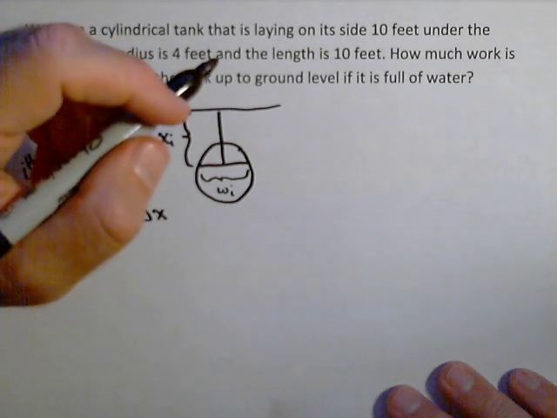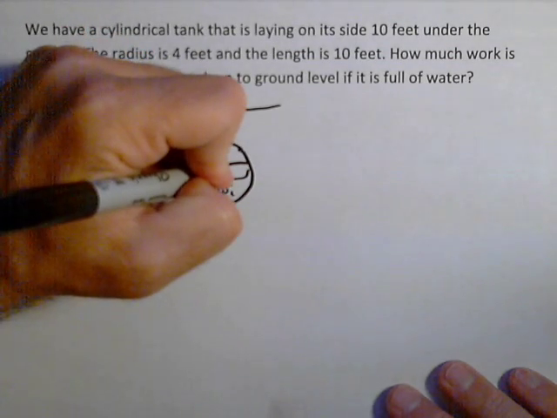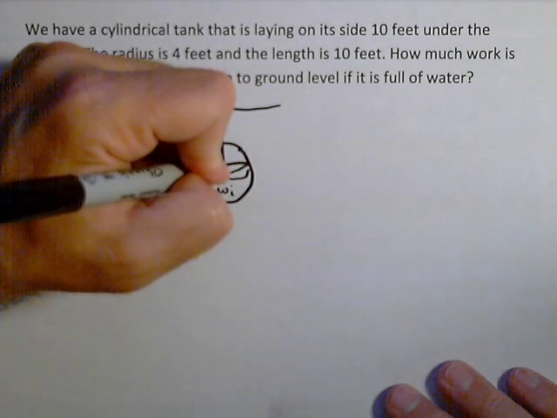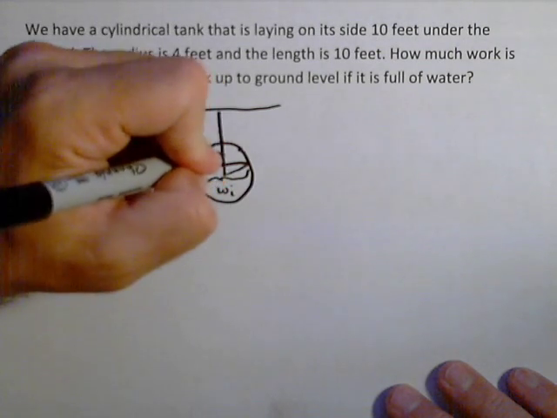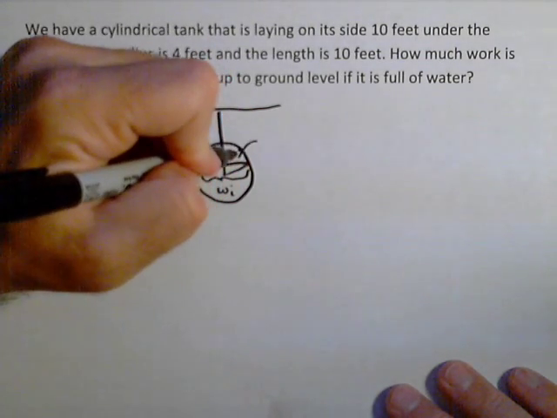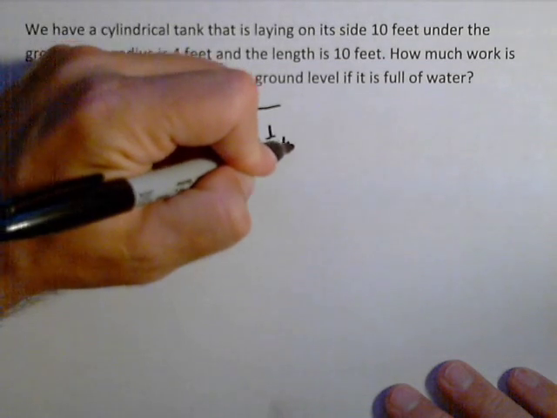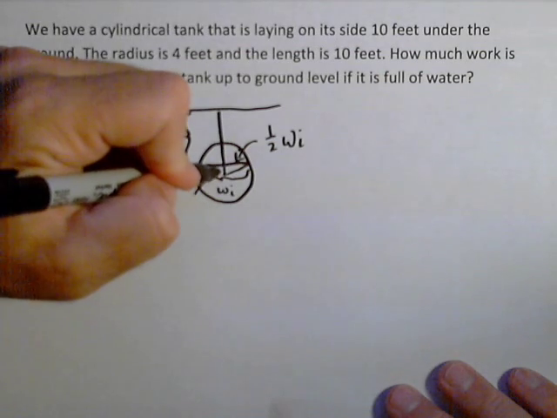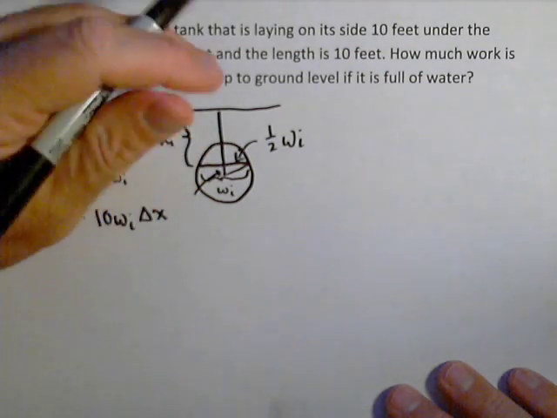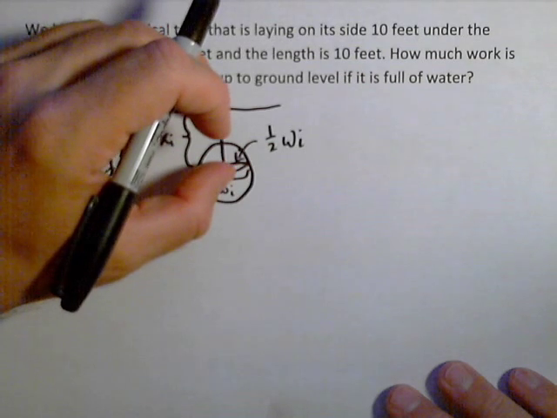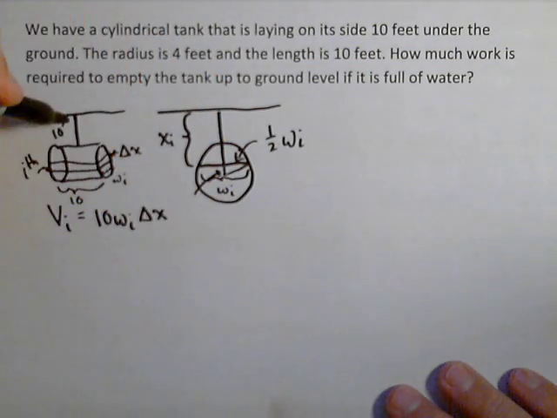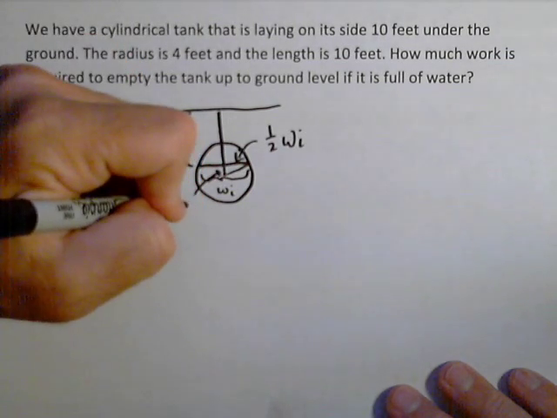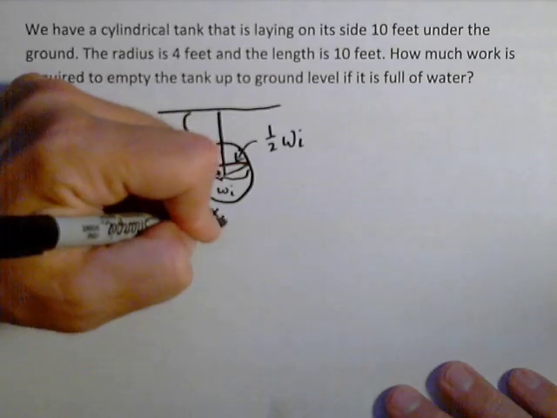Well, we need to think about what it is we know. So I'm going to put in the center of my circle, because I do know the radius of it, and then I've got some distances in here. So this side is 1/2 W sub i. This side here, well, I know this distance is x sub i. I know this distance is 14 because I've got 10 feet from the ground plus a radius of another 4 feet. So that side is 14 minus x sub i.